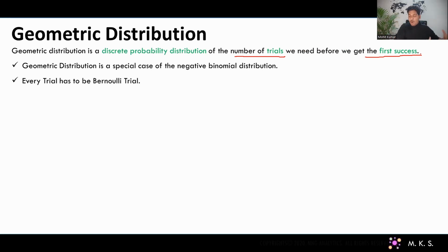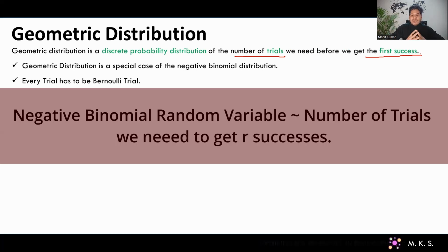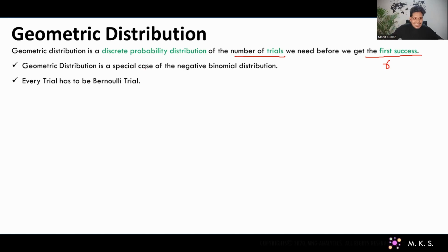Now, if we recall the concept of negative binomial distribution, there we talk about the number of trials we need to get our R successes, right? So from that, we can definitely say geometric distribution is a special case of negative binomial distribution with R equal to 1. In case of negative binomial distribution, we talk about R successes. Here, in case of geometric distribution, we talk about the first success. So, R is equal to 1.